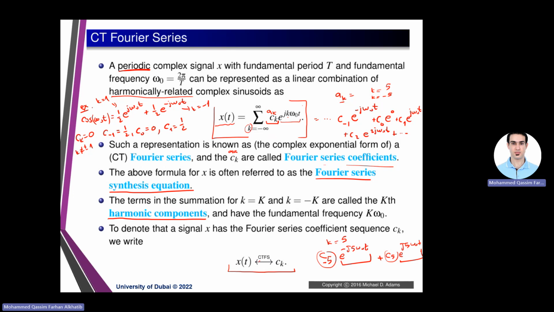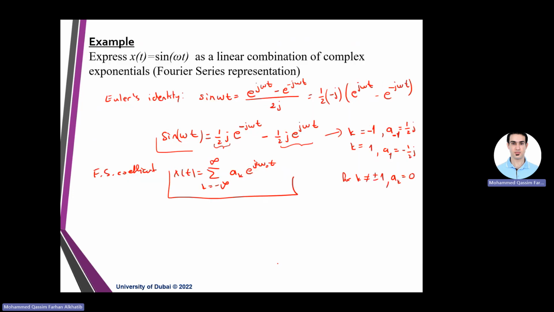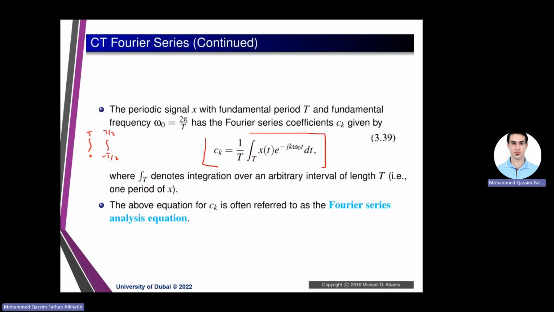So to denote that the signal x of t has a Fourier series, this one stands for continuous time Fourier series, x of t, c of k. The expression to find c of k is shown here. C of k equals 1 over T, where T is the period of the signal, integration over the period, x of t e to the power minus jk omega naught t. So this is how to find the coefficient ck.